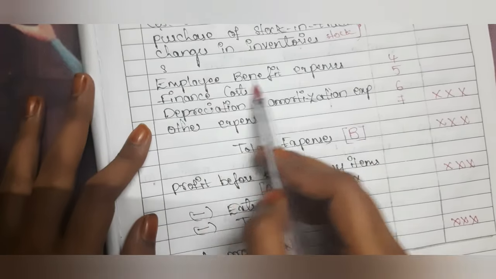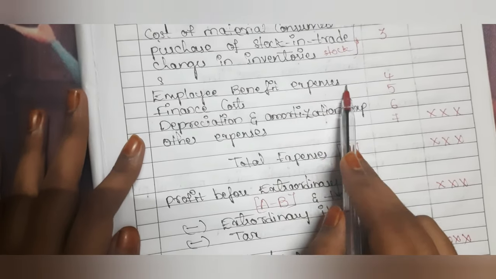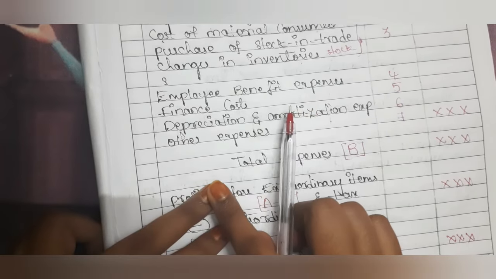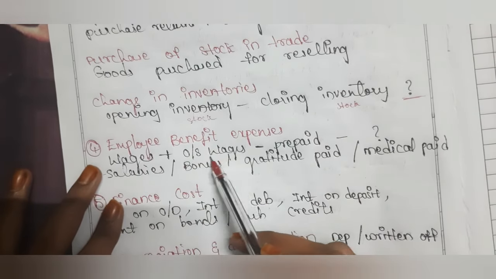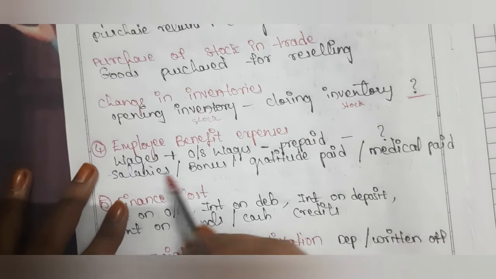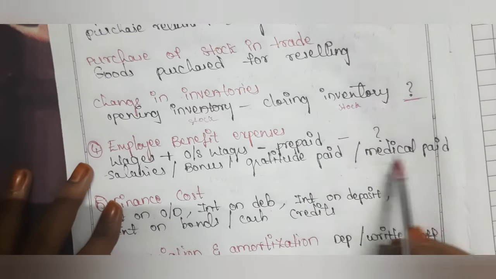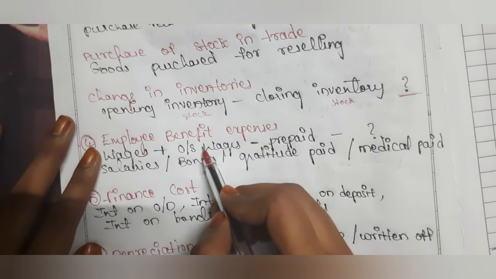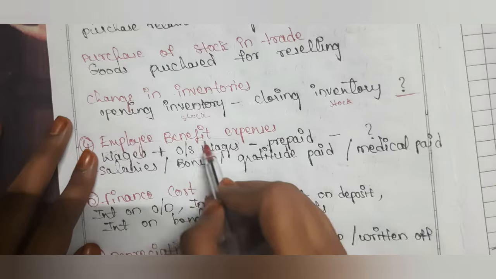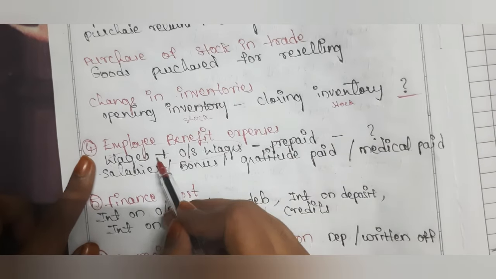Next, what we have? We have employee benefit expenses. Whatever will come in employee benefit expenses, that will be taken here, like wages, salaries, or any medical cost, whatever we are giving for employee benefit. Like see, wages, outstanding wages. If you are finding wages, you take prepaid, or salaries, bonus, gratuity paid, medical paid. So if you are finding anything of this, you need to take it. See, if wages and outstanding wages are there, it means you need to add both of them. And if you are seeing prepaid wages, you need to minus that prepaid wages from this wages.